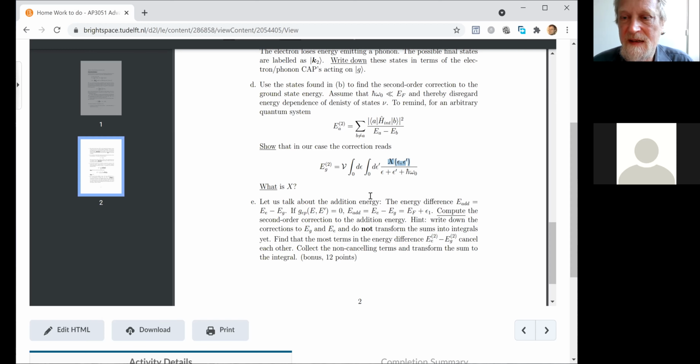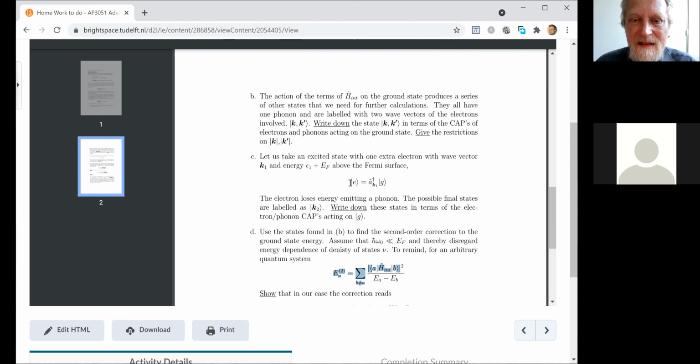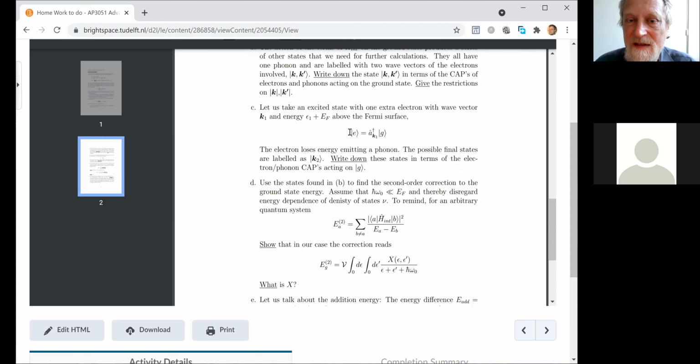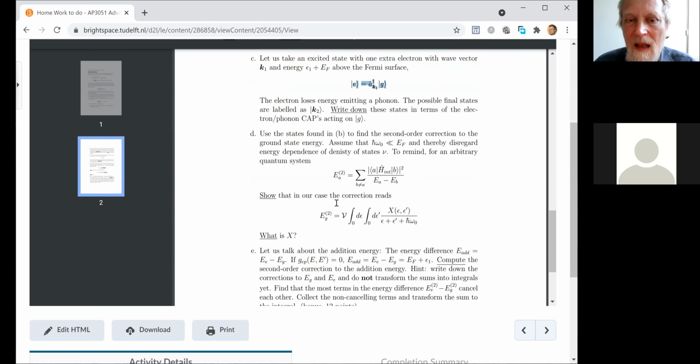This is point D. Let me also talk about the bonus point because it's also kind of interesting, logical, and I could not make it compulsory at this moment, but I think it's a serious and interesting question. Namely, we talk about addition energy. We have computed the correction to the ground state energy. We also have this extra excited state. So let us talk about the energy difference, the correction to the energy difference between this state with one phonon, with one extra electron, and the ground state.